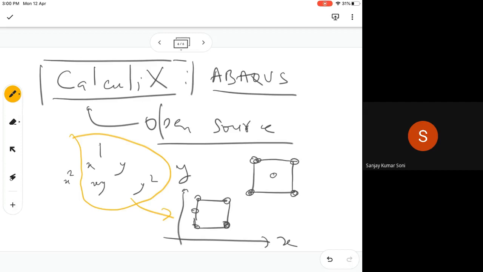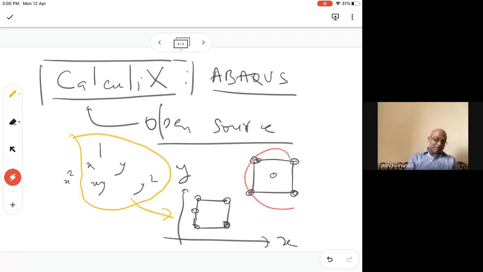For the other one, most likely you will get this one, because the X square Y terms should be there. Or you can get either this one or this one. This is also possible. So you have to see basically which one is coming. That's what I meant. Any other question?